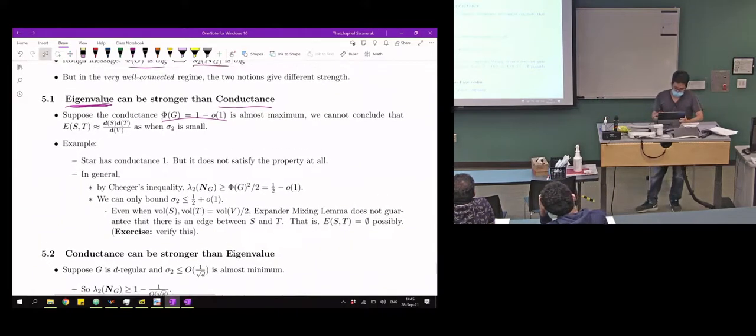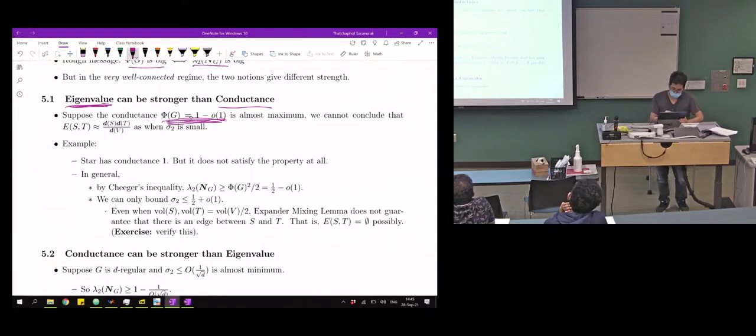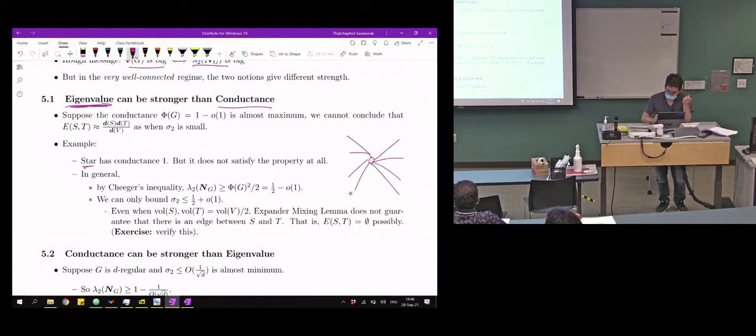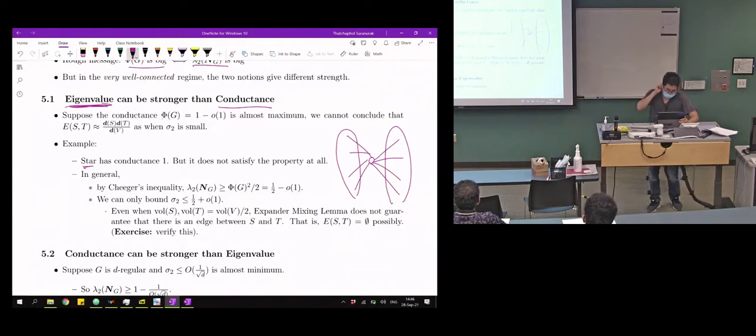Okay. So yeah, even if you have that conductance is very strong, we cannot conclude that this approximately holds. And the example is you just take a star, conductance is 1, but yeah, you can just look at these two sets. There is no edge between them at all, even if the two sets are as big as n over 2.